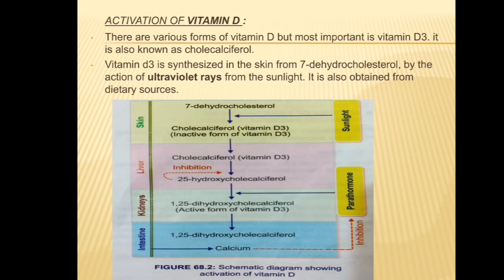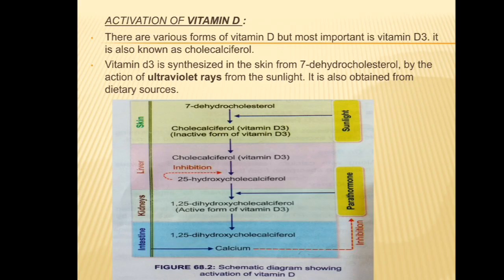So how does this activation of vitamin D occur? There are various forms of vitamin D, but the most important in the body is vitamin D3, which is also known as cholecalciferol. It is synthesized in the skin from 7-dehydrocholesterol by the action of ultraviolet rays from the sun, and it is also obtained from dietary sources. So in this way, 7-dehydrocholesterol converts to cholecalciferol, vitamin D3. In the presence of sunlight, 7-dehydrocholesterol is converted to vitamin D3, and it occurs in the skin basically.